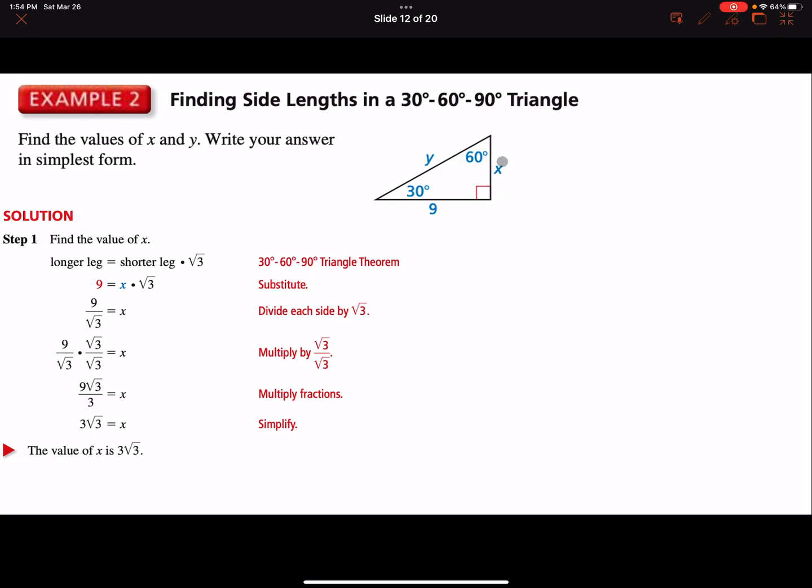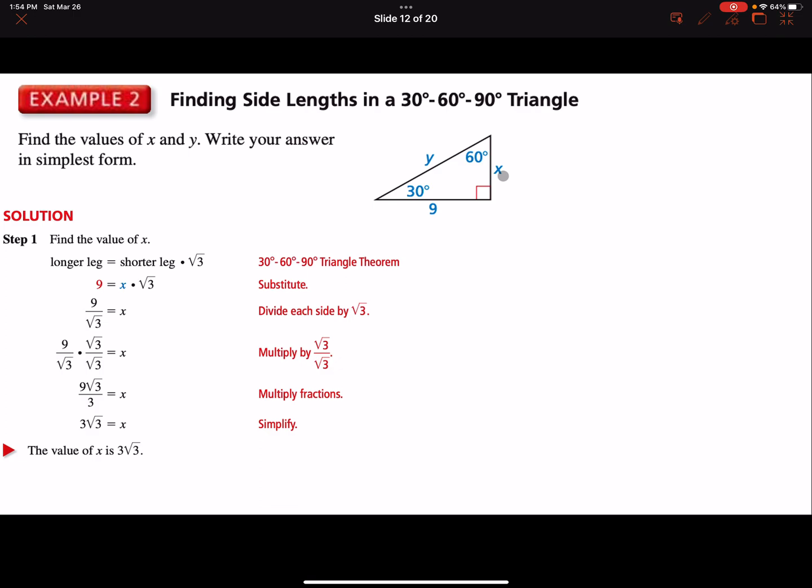Now, if I had 3 root 3 as x and I wanted to get this value, let's say this was z, I would multiply 3 root 3 times root 3, which would give me 9. Okay? So this is still root 3 times larger than the smaller side.